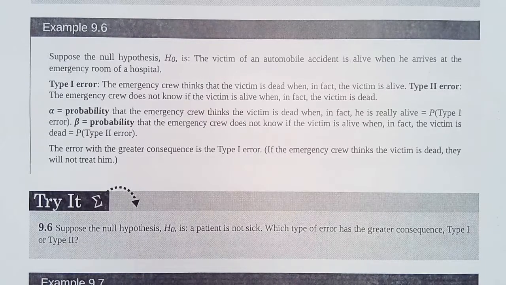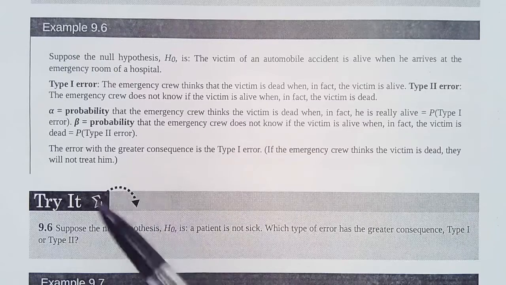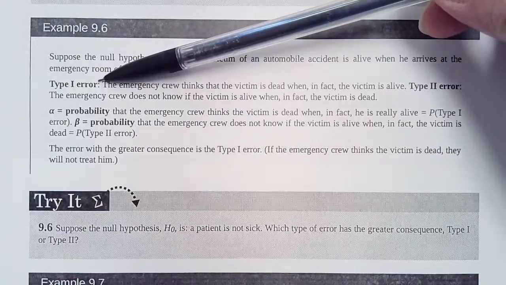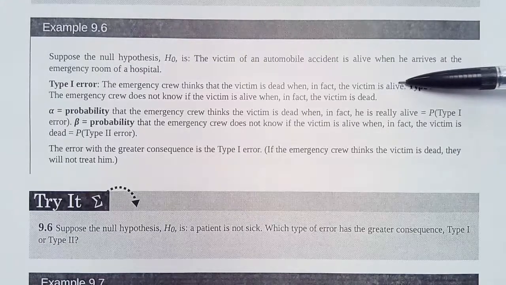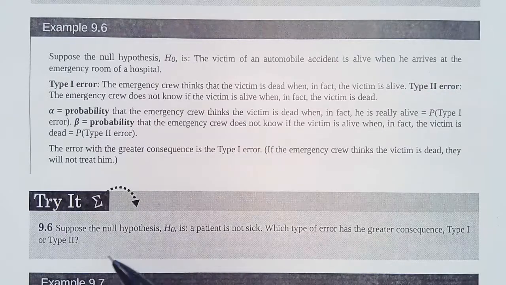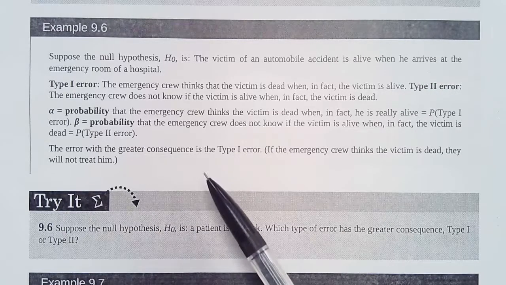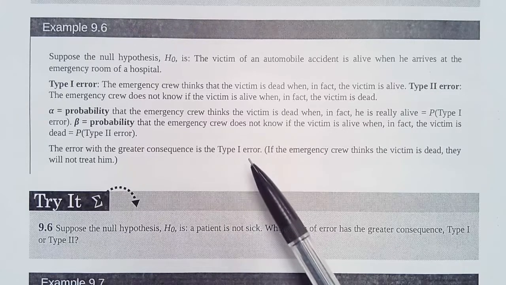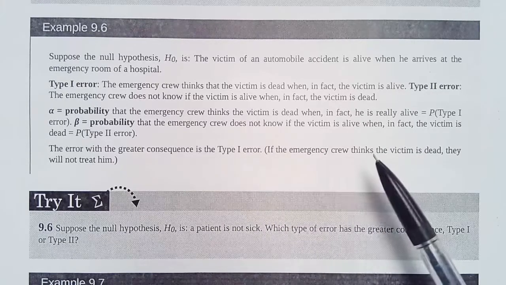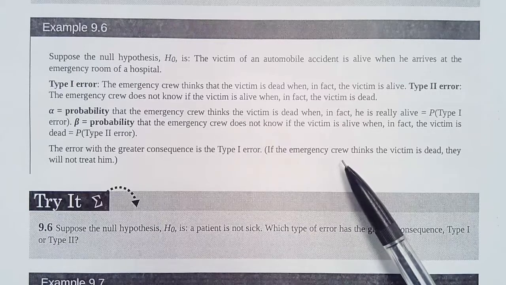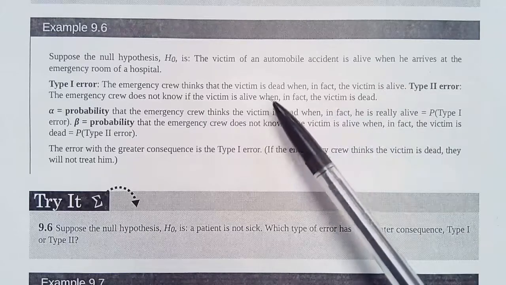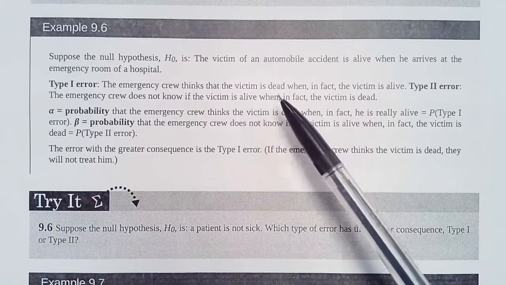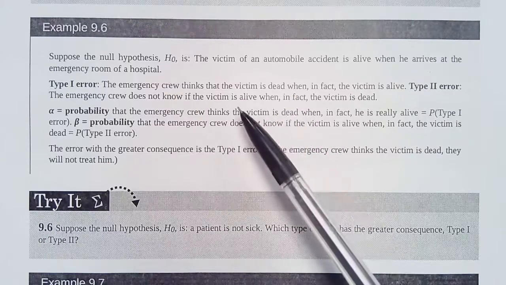And you can look at these two different types of errors and know which one has the greater consequence. So the type 1 error is the error that the victim is dead when in fact the victim is alive. The one with the bigger error is type 1, because in this one, if the emergency crew thinks the victim is dead, they're not going to treat him. So if he's alive, but they think he's dead, that's going to have a greater consequence than a type 2 error, when the emergency crew doesn't know the victim is alive when in fact the victim was dead.